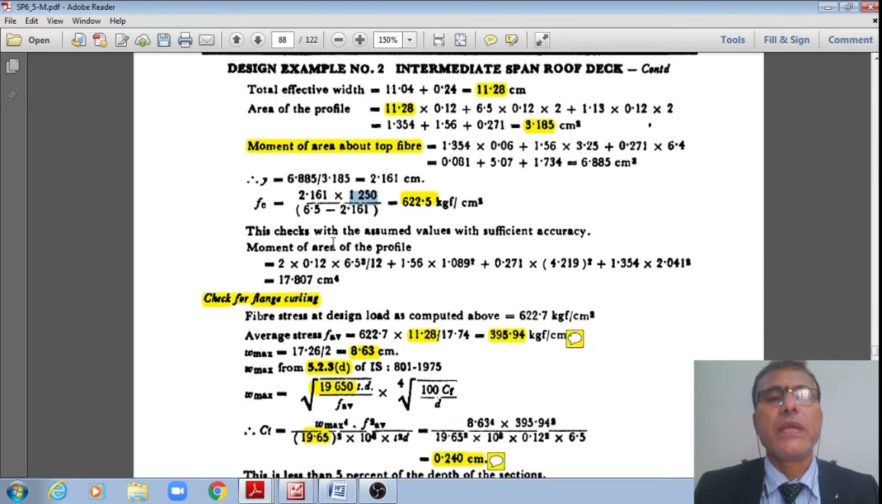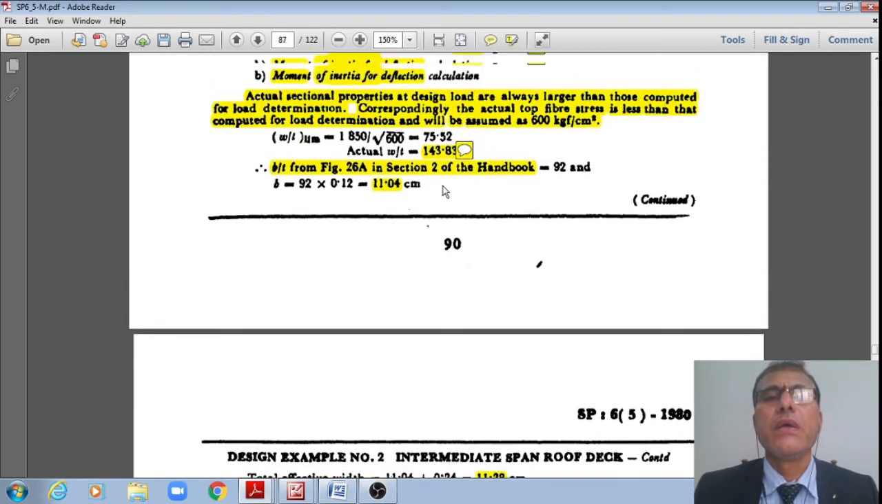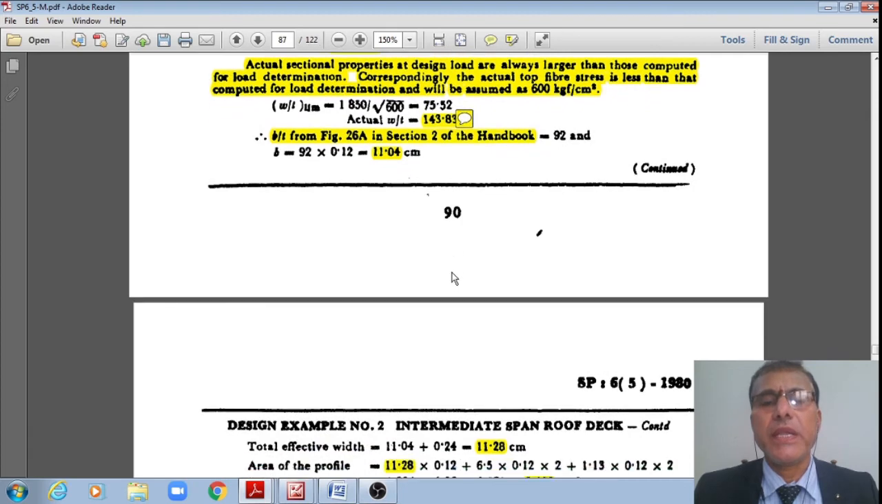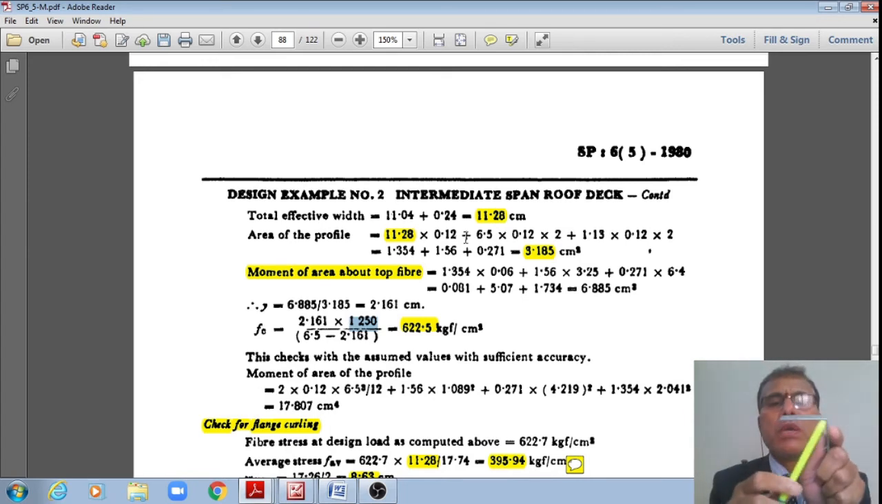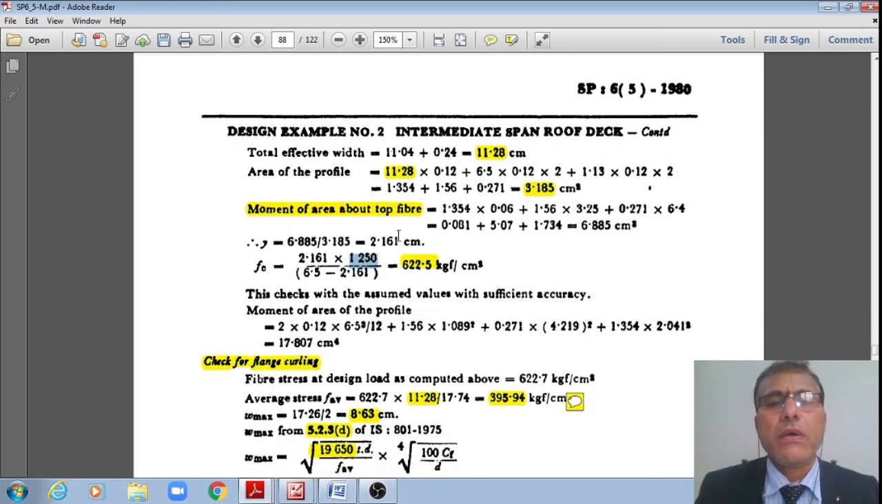Therefore, here, however, what you assumed in the first assumption is that for this load determination the fiber stresses were 600 kg per centimeter square, but with detailed calculations I am proving that fiber stresses in the compression fiber almost is equal to 622.5. Therefore, our assumption is correct. Therefore, whatever sectional properties we got are correct.